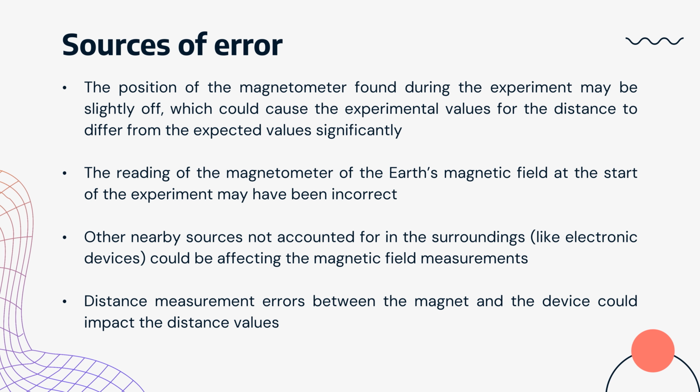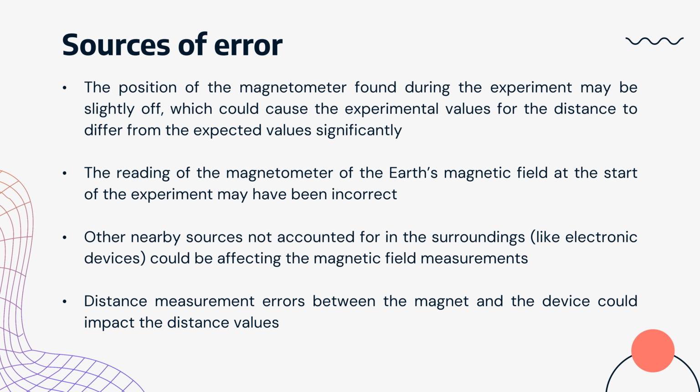Some sources of error include that the position of the magnetometer found during the experiment may be slightly off, the reading of the magnetometer of the Earth's magnetic field at the start of the experiment may have been incorrect, other nearby sources not accounted for in the surroundings could affect the magnetic field measurements, and distance measurement errors between the magnet and the device could impact the distance value.